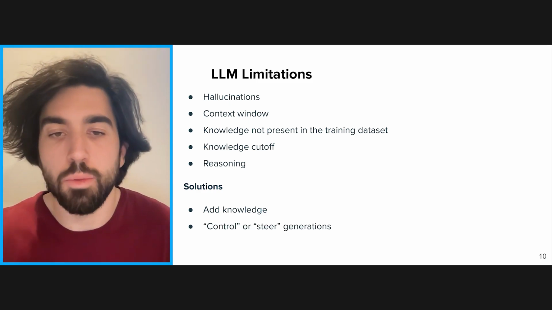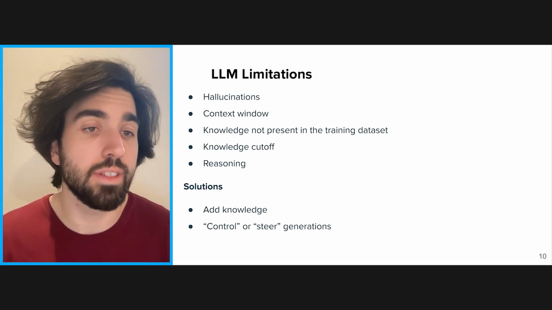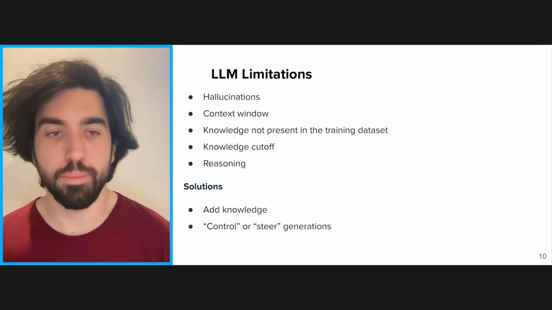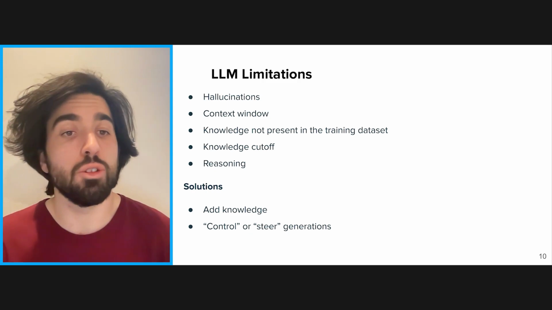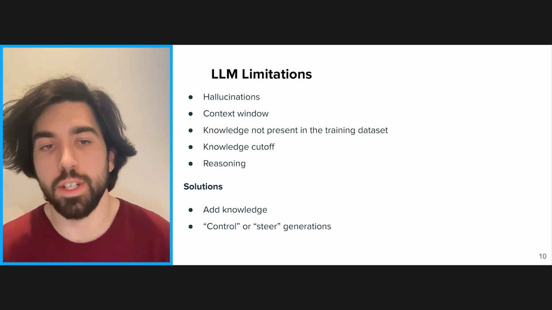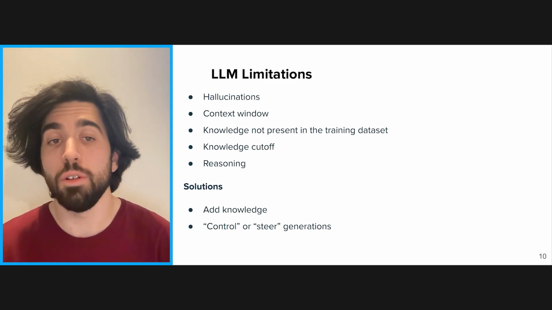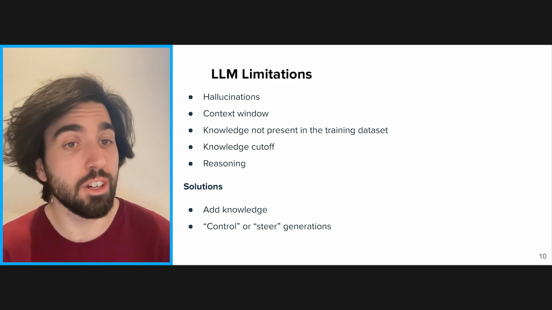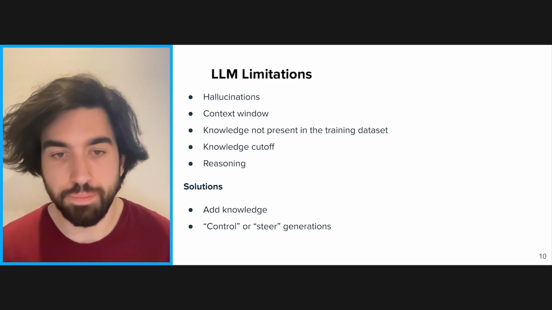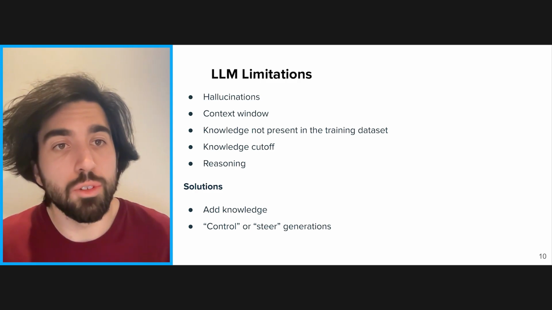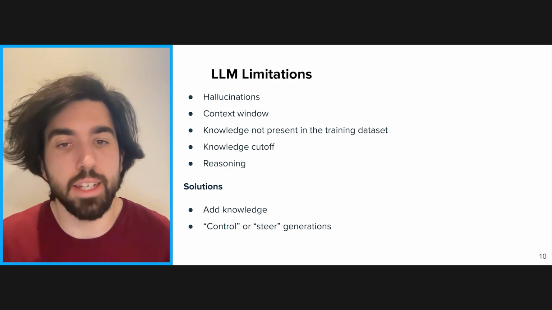And these many ways, we will cover them in this course and in what order we have to do them. Another solution is to control or steer the generation. And this can be done through many approaches as well that we will cover in the next hour. So what can we do to fix LLM limitations?